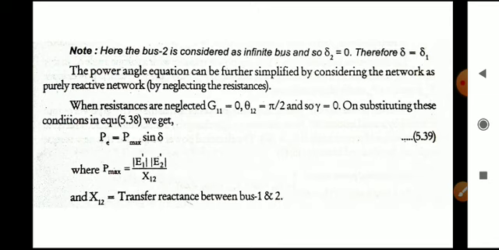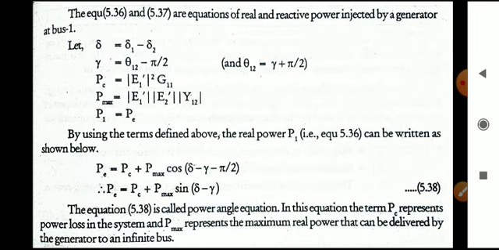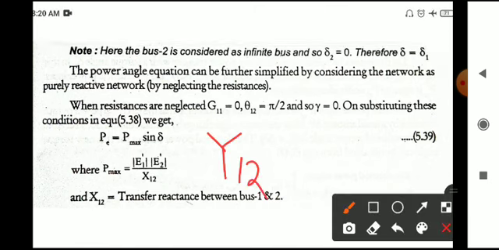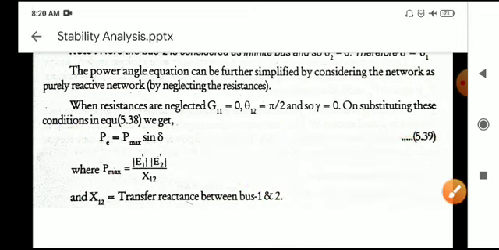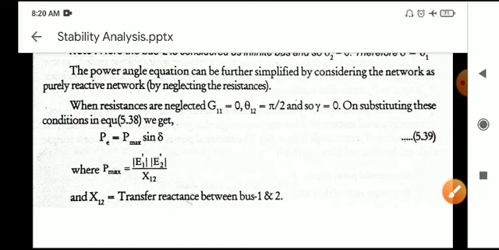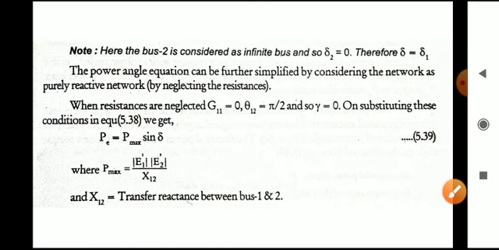Here P max is equal to mod E1 dash into mod E2 dash into Y12. But Y12 is from the admittance matrix, so it can be written in terms of X12, the transfer reactance. Mod Y12 is equal to 1 by X12. Substituting these values, P max is equal to mod E1 dash into mod E2 dash by X12, where X12 is the transfer reactance between bus 1 and 2.